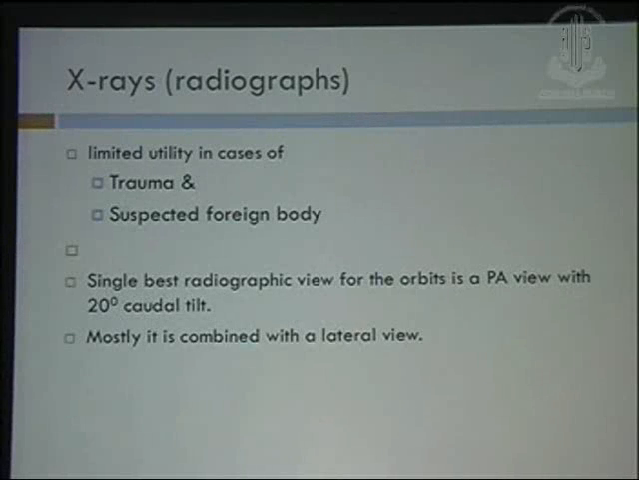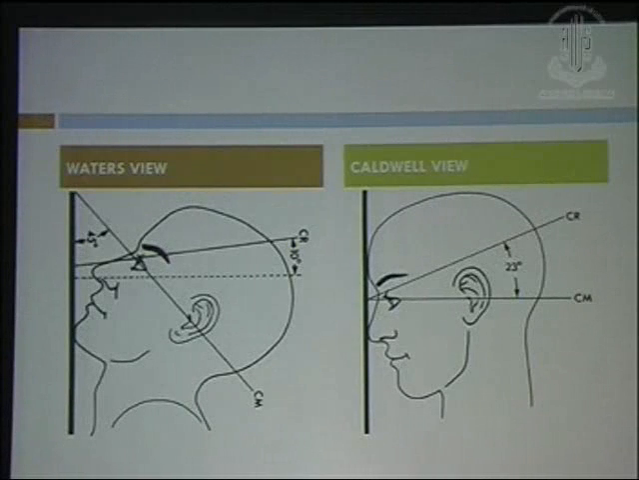So beginning with the simpler ones, the first one I would discuss is the X-ray. X-ray, as you know, has limited utility nowadays, but of course it is one of the best and the simplest techniques by which you can find out lesions if the patient has had a trauma or you're suspecting a foreign body inside the orbit. The most common X-ray views which you order as an ophthalmologist might be a PA view or a lateral view, but I would like to take you further into it.